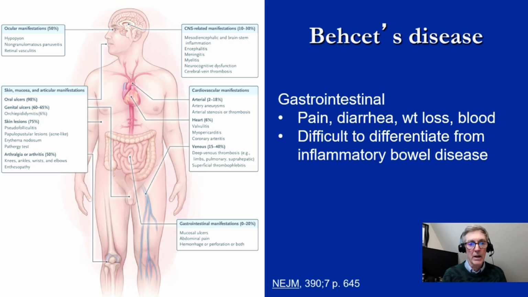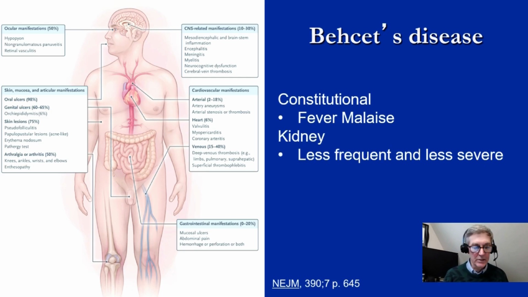Indeed, you can imagine if they're having ulcerations of the intestinal tract like they do of the mouth or genital area, it could look very much like an inflammatory bowel disease. Constitutional manifestations, as one would expect, given this is a systemic disease, include things such as fever and malaise. Now, interestingly, compared to the other vasculitis conditions, the kidney is involved less frequently and less severe.